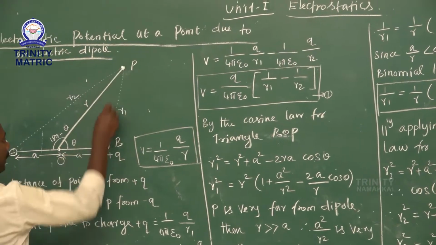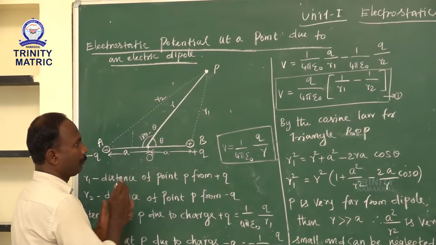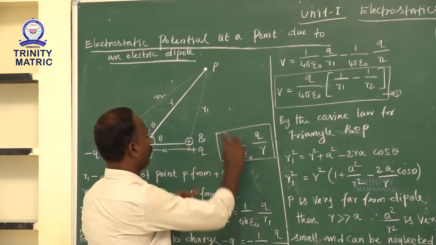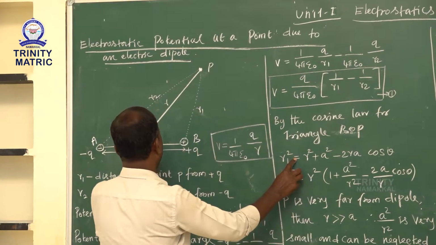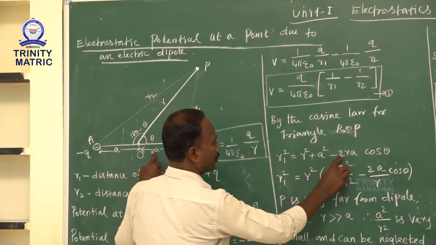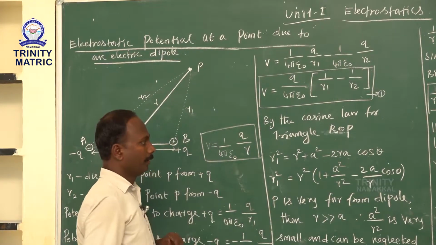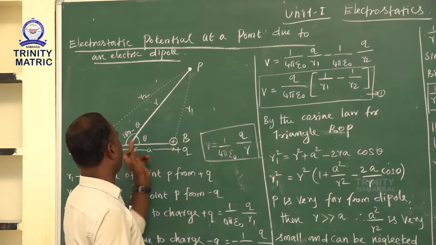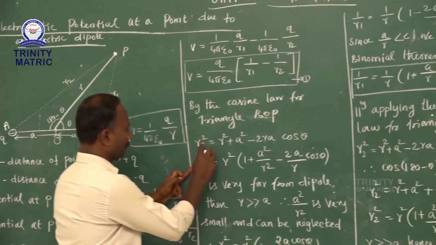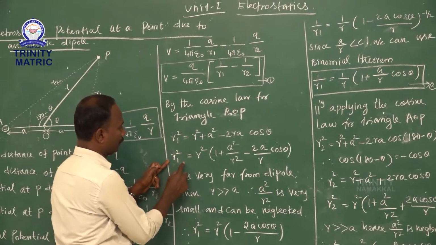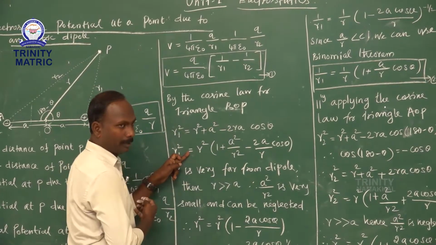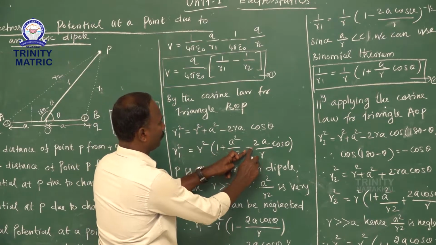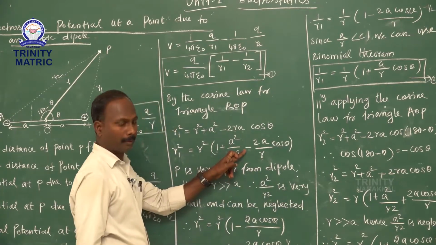Now see the diagram. BOP is a triangle. Applying the cosine law for triangle BOP, we get R1 square is equal to R square plus a square minus 2Ra cos theta. It is the cosine law for a triangle, here BOP. So rewrite the equation: R1 square is equal to R square, taking common, 1 plus a square by R square minus 2a cos theta by R.